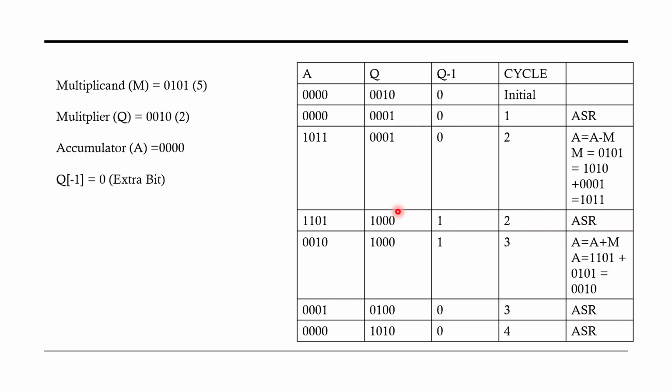So now we'll see the example for 5 into 2. Multiplicand is 0101 and 2 is 0010. Accumulator is by default 4-bit 0000, and Q minus 1 is 0. Initially, what is the state? Q minus 1 is 0, Q is 0010, and accumulator value is 0000. So now I will check for Q naught and Q minus 1.